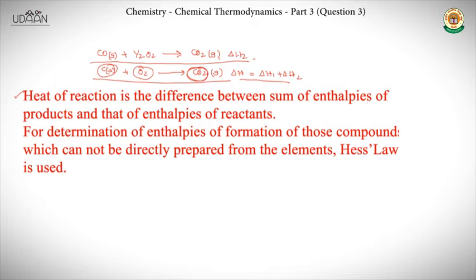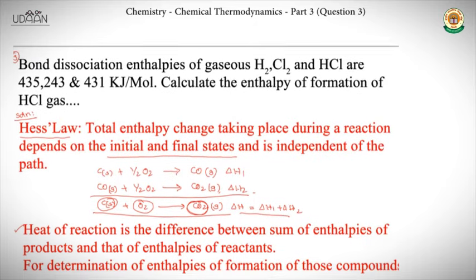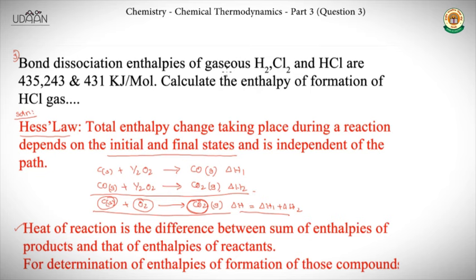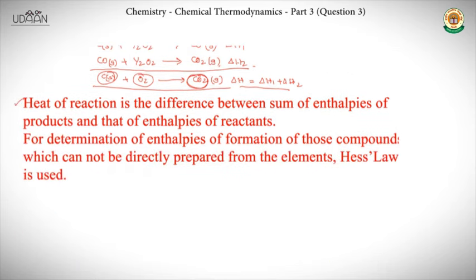Coming to the question, they gave the bond dissociation enthalpies of gaseous hydrogen, chlorine and HCl. First, let us see what bond dissociation enthalpy is. Suppose that we have a molecule XY. Dissociation means we are breaking that bond, so we need to supply some energy to break that bond. That is called bond dissociation enthalpy.